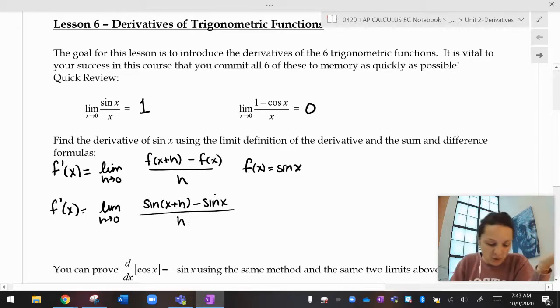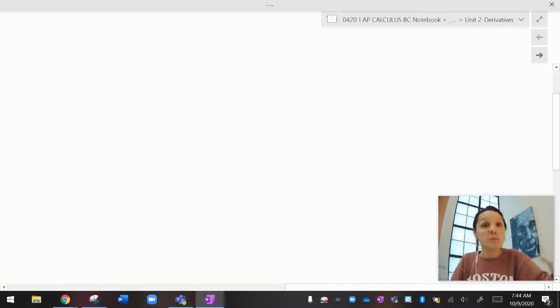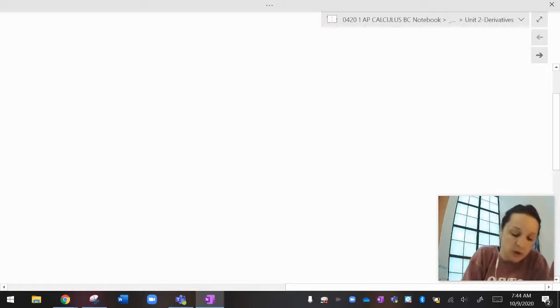But if I plug in h goes to 0, I have sine x minus sine x over 0. I have 0 over 0. I can't cancel anything out. I'm really stuck right now. So what we get to use is the sum and difference formulas for trig. And I don't know if any of you really remember these, or maybe you might not have learned them. I don't even know. So we're going to go over them.